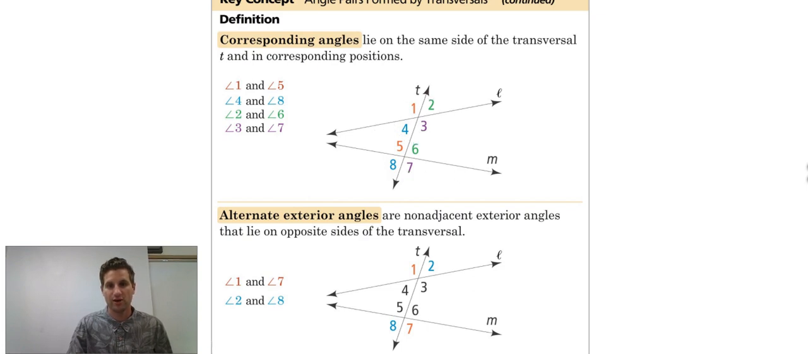And then alternate exterior angles, just like alternate interior angles, except we're chilling on the what? The outside. And we alternate. So it can't be 2 and 8, but across from 7 and 1, 8 and 2. Okay? We're going to get some practice with this, so don't you worry. Make sure you got your notes because that's what it's all about.